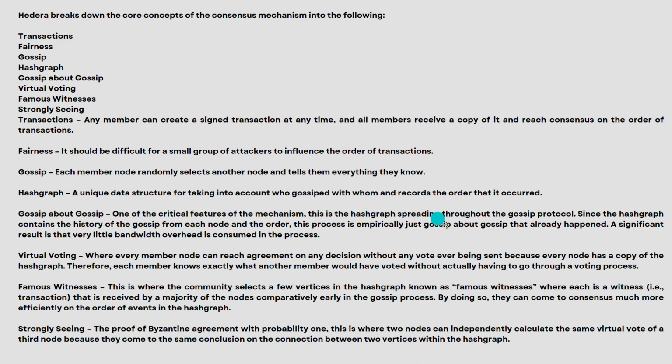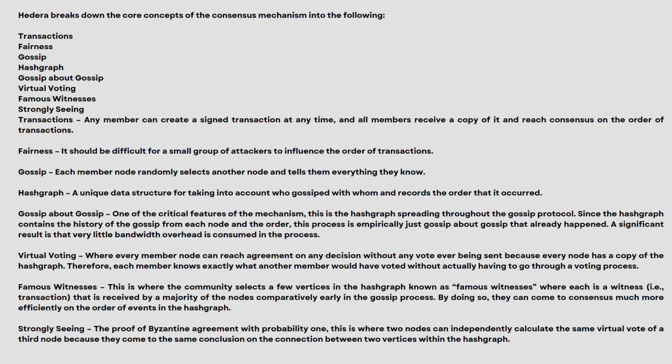So Hedera breaks down the core concept of the consensus algorithm into transactions, fairness, gossip, hashgraph, gossip about the gossip, virtual voting, famous witnesses, strongly seen. And so one by one we discuss each. Transactions: any member can create a signed transaction at any time, and all members receive a copy of it and reach consensus on the order of the transactions. Fairness: it should be difficult for a small group of attackers to influence the order of transactions.